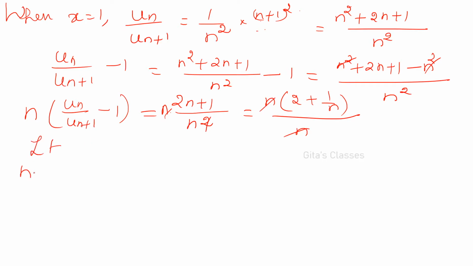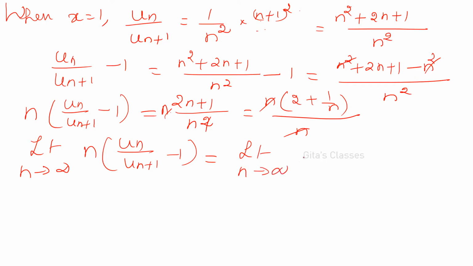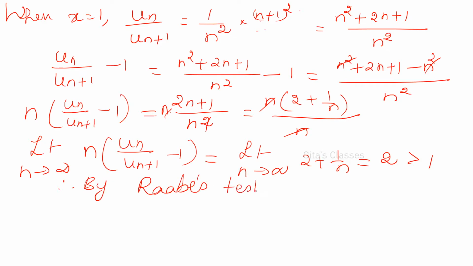So limit n tends to infinity, n into un by un plus 1 minus 1 is equal to limit n tends to infinity 2 plus 1 by n. This 1 by n will become 0. What is the value? 2. 2 which is greater than 1. Therefore, by RAPS test, we know that sigma un is convergent. Greater than 1, sigma un is convergent.